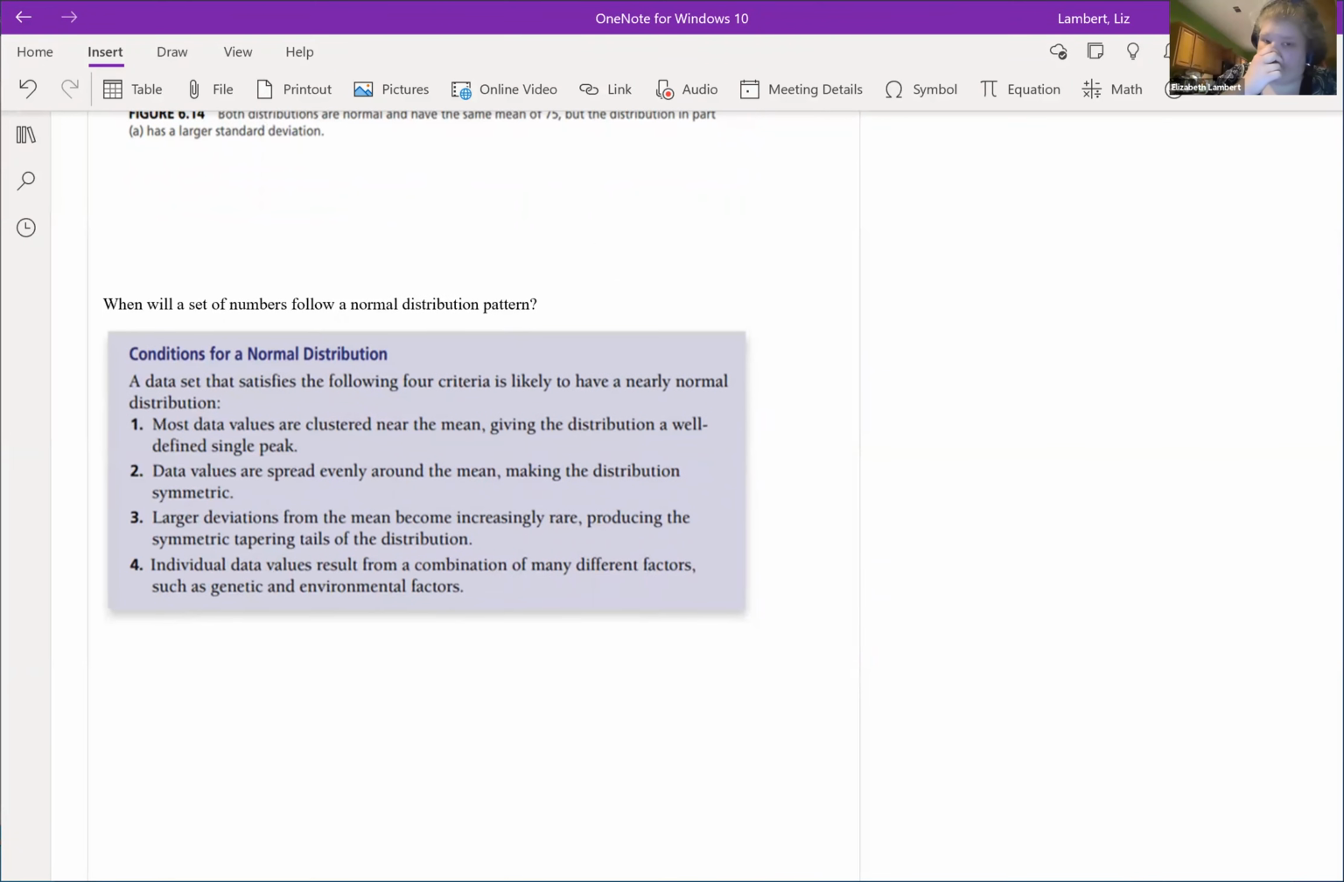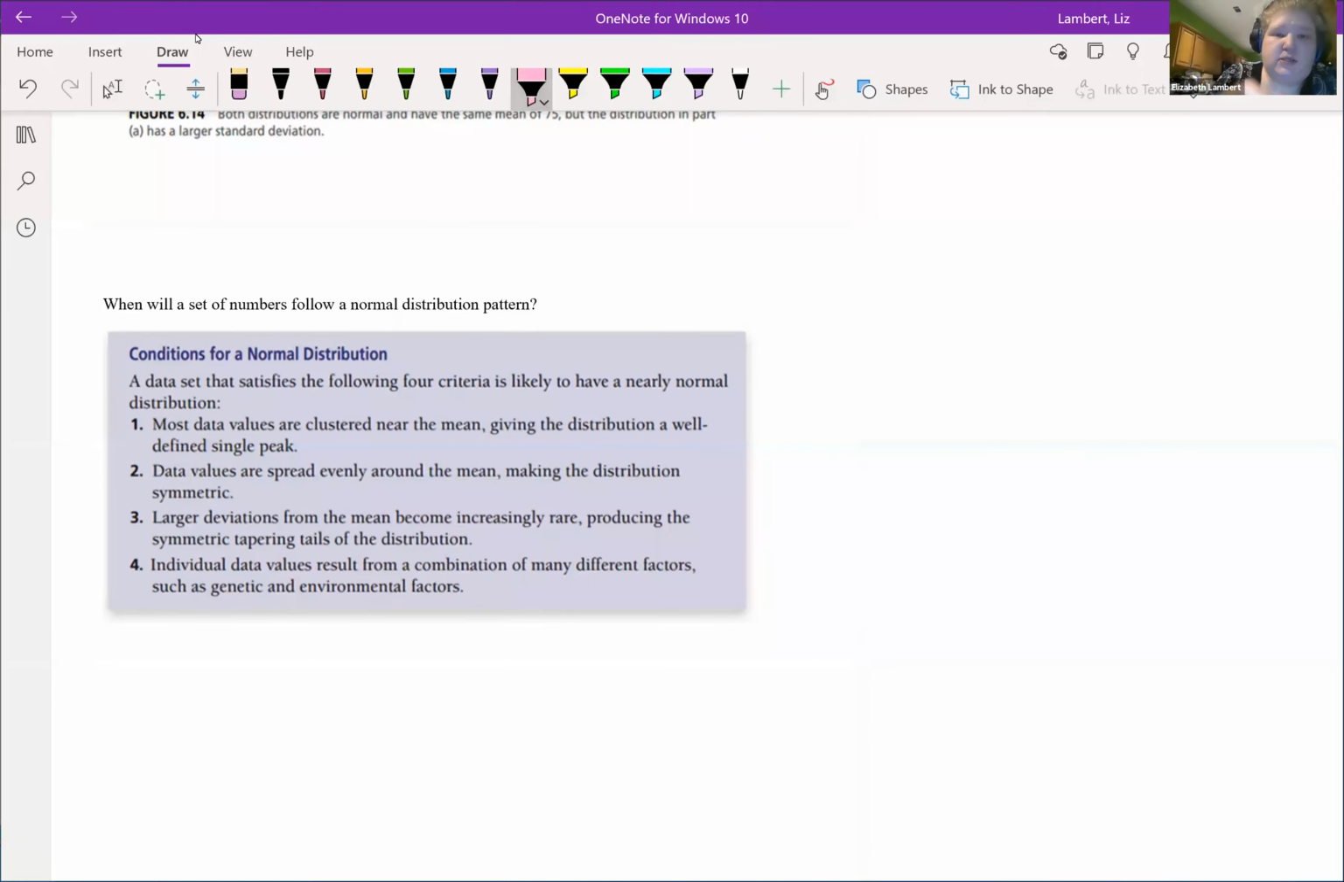So here are the conditions. A data set that satisfies the following four criteria is likely to have a nearly normal distribution. So first, likely. It's not guaranteed. But statistics is all about likely and probably.